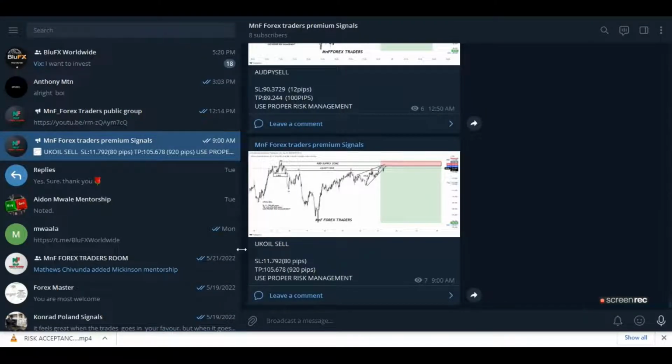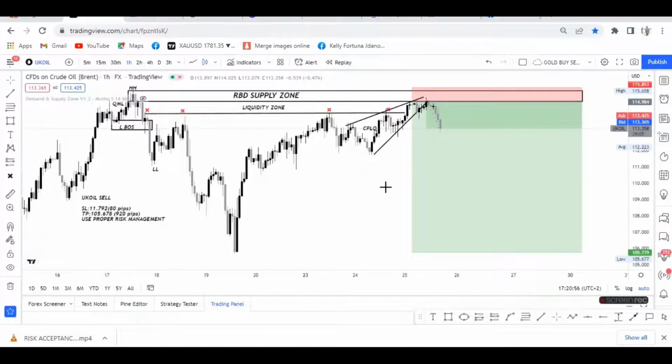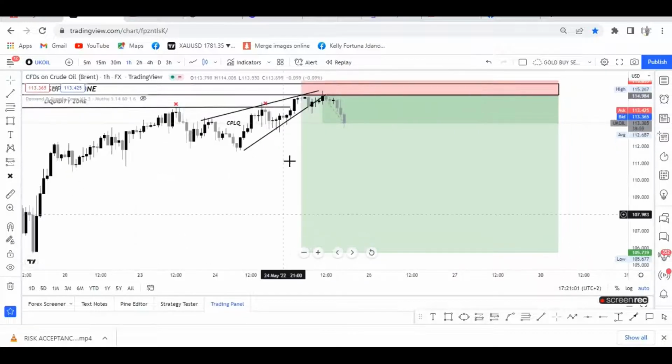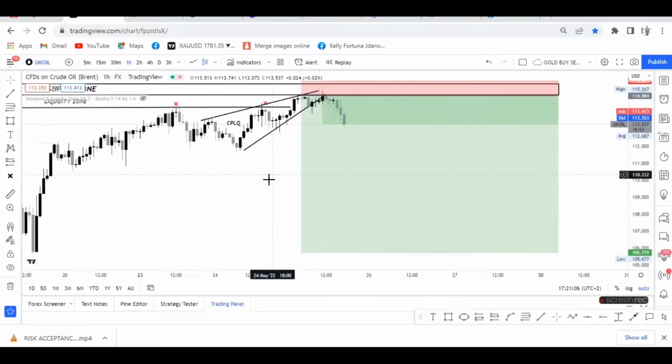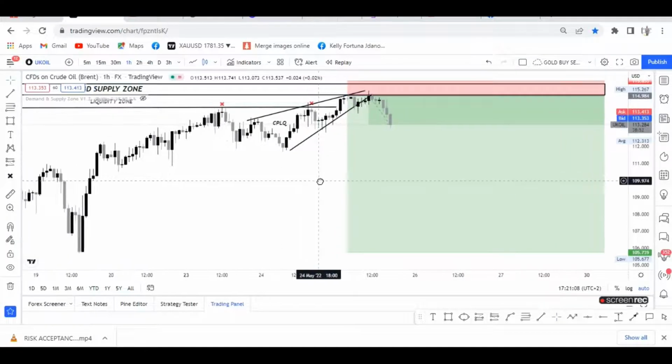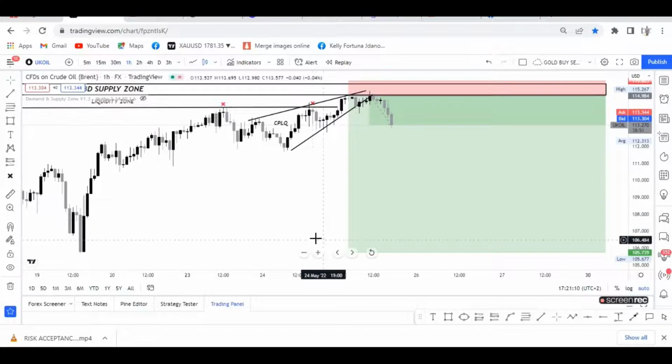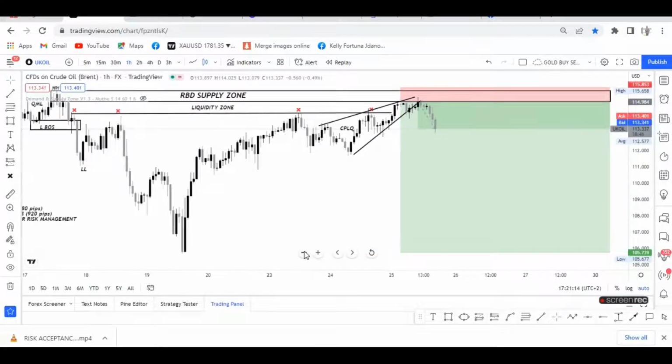This is the same signal we gave to our private community. After this entry right here, you can see that the market pushed to the upside. That was a little bit scary, but we held on to the trade, truly accepting the risk of this particular trade, and you can see the trade now rolling over to the downside, right?